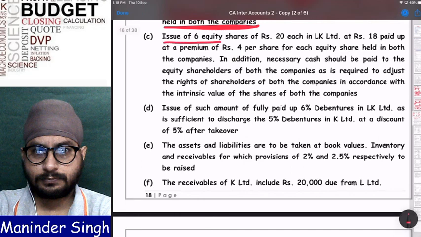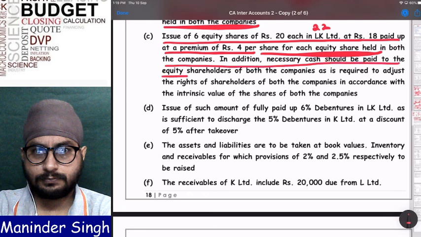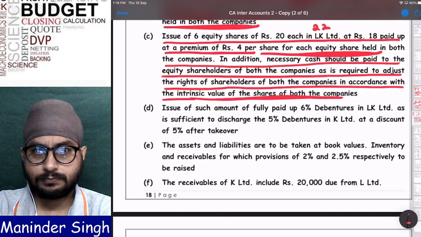Issue 6 equity shares of 20 each at 18 paid up at a premium of 4, means again 22, for each equity share held in both the companies. For every share I am giving you 6 shares, directly multiplied by 6. In addition, necessary cash should be paid to the equity shareholders of both the companies as is required to adjust the rights of shareholders of both the companies in accordance with intrinsic value. Intrinsic value means what? Net assets. So calculate net assets. Net assets minus shares what I am issuing. Difference will be what? Cash.